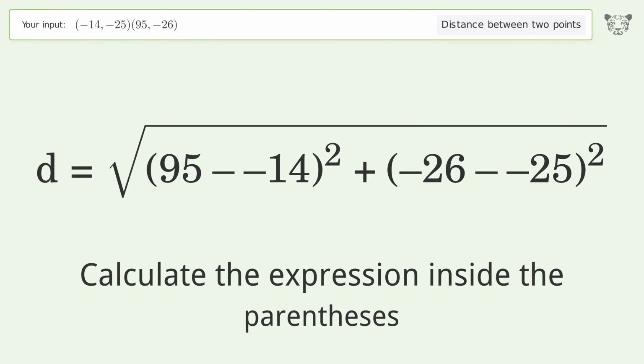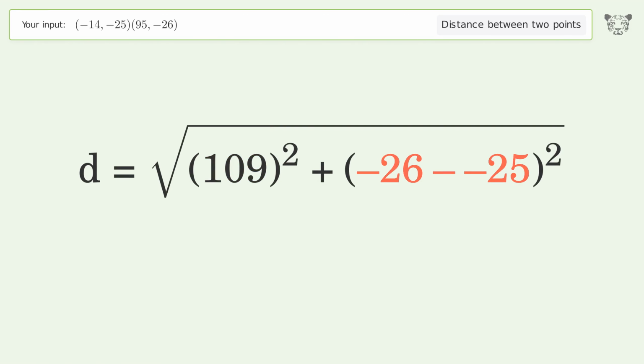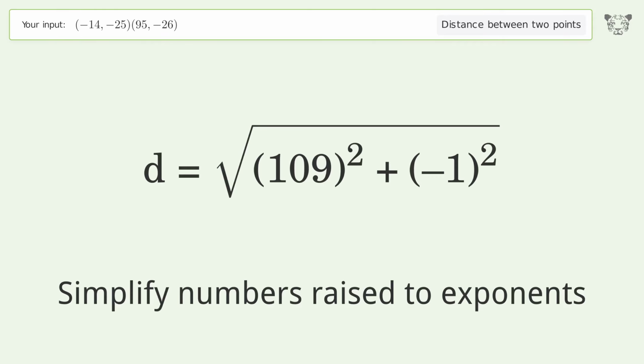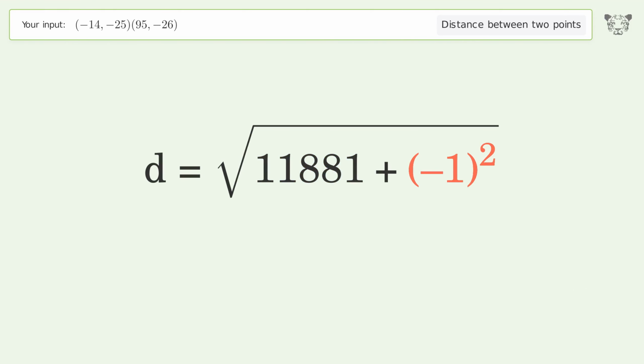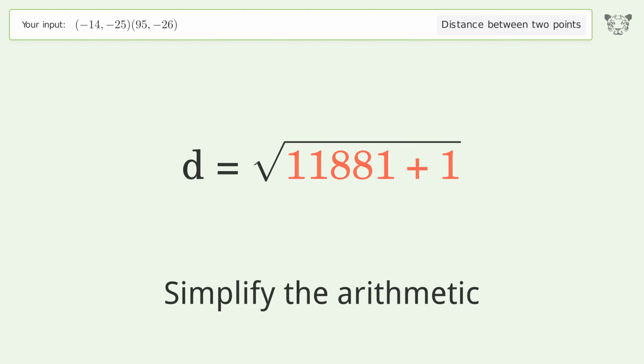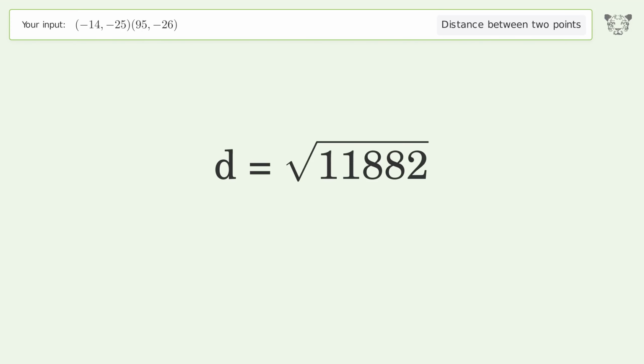Calculate the expression inside the parentheses. Simplify numbers raised to exponents. Simplify the arithmetic. And so the distance between the 2 points is the square root of 11,882, or 109.005.